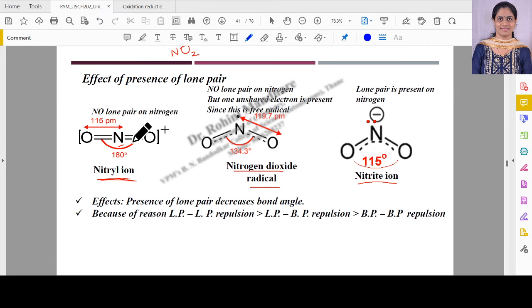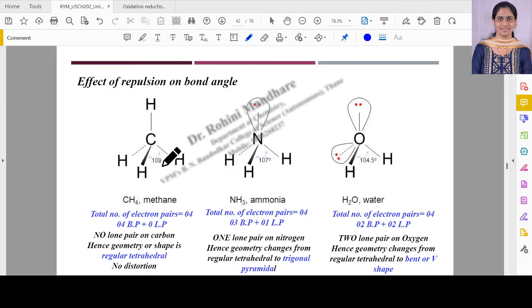In the nitronium ion, a 180 degree bond angle is there. In the nitrogen dioxide radical, it is drastically decreased because of this electron. And when there is a lone pair, that angle is decreased further, from 134 to 115. So though in all three molecules the formula is the same, the arrangement of electrons is different. That is the beauty of VSEPR theory. I hope you will remember all the examples.